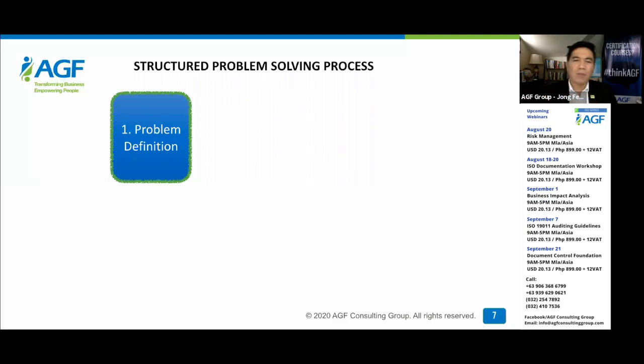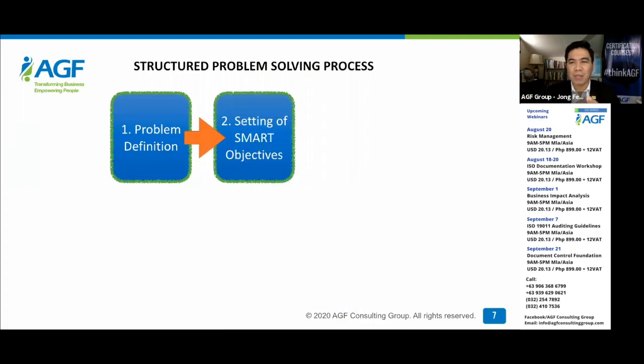And as soon as you have defined the problem, the next quick step you can take is, of course, to set SMART objectives. Again, this is a simple structure. You may have your own different, complex way, depending on the complexity of the issues. So I'm sharing with you a simple, straightforward approach here, by the way. So next is, of course, the setting of SMART objectives.